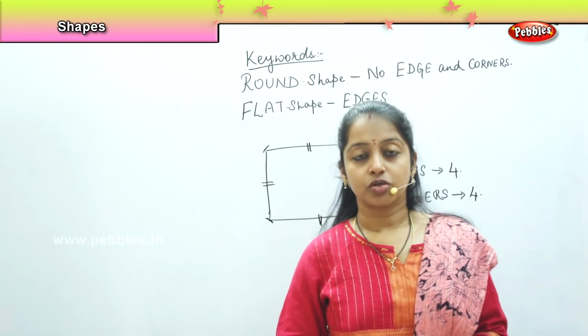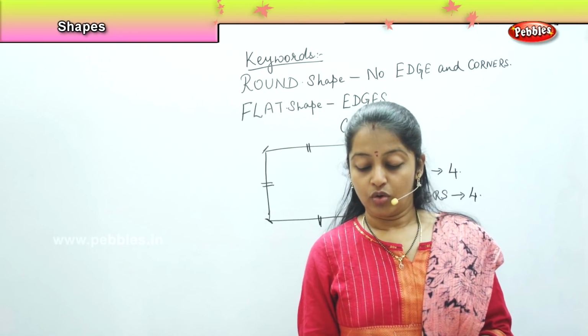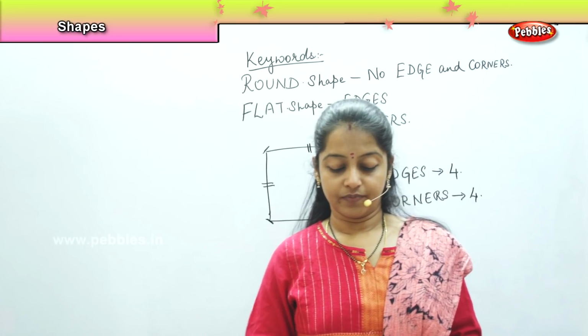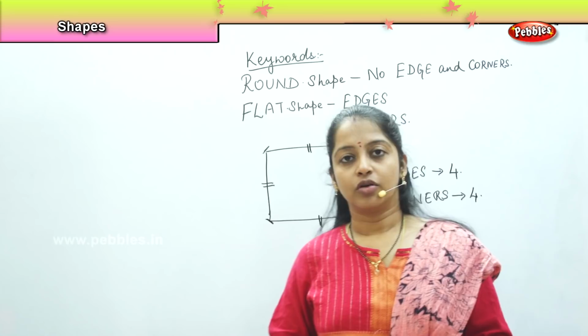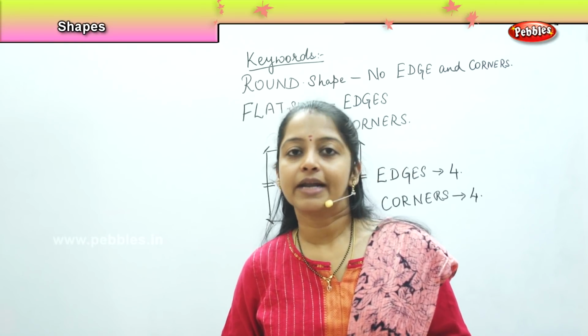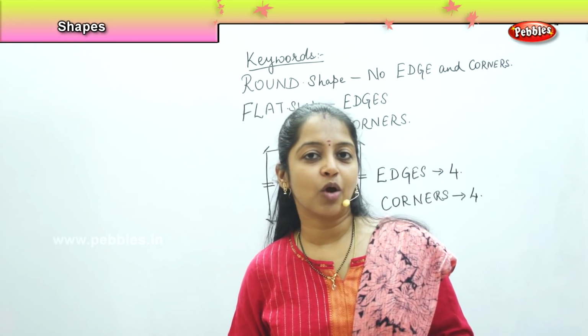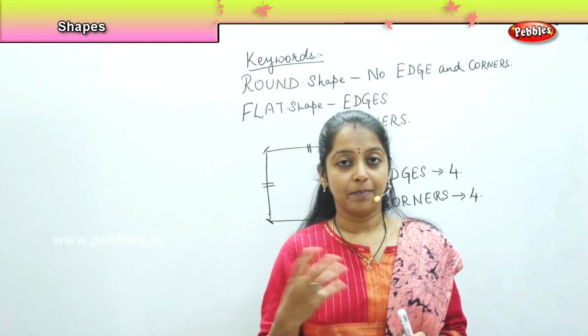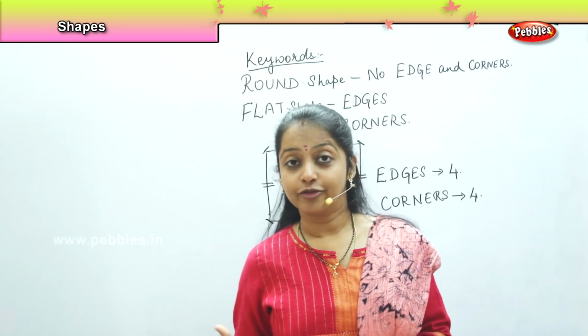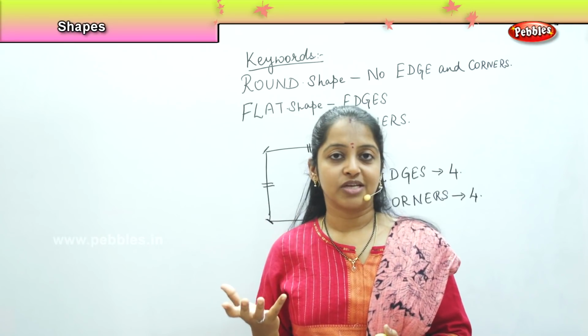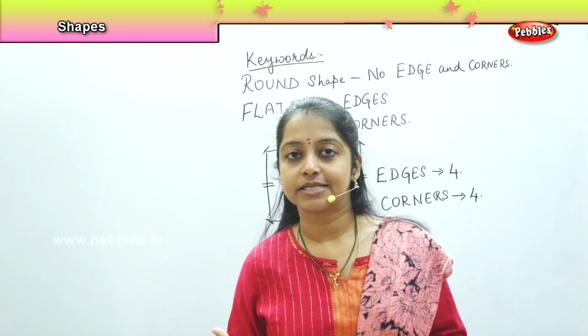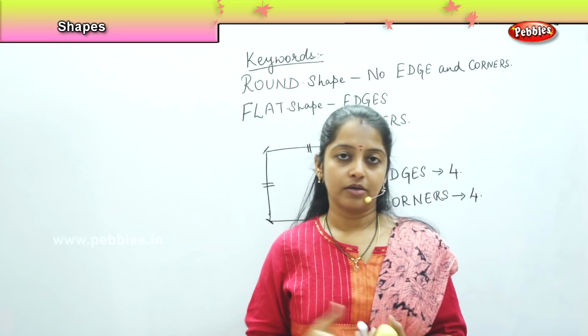Okay? So, can you name a few round objects? What are the round objects? Very good. Ball. Everyone likes it, no? Do you like playing with a ball? Yes. The big one, small one, the colorful ones, right? So, the ball is a round object. It has got no edges and no corners.